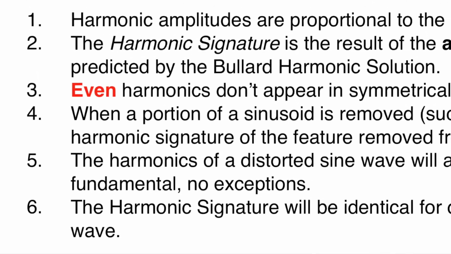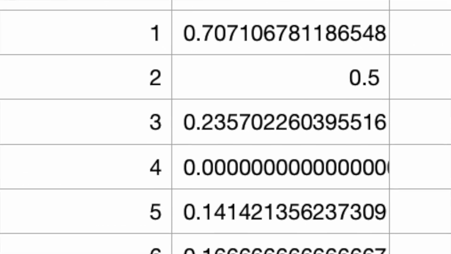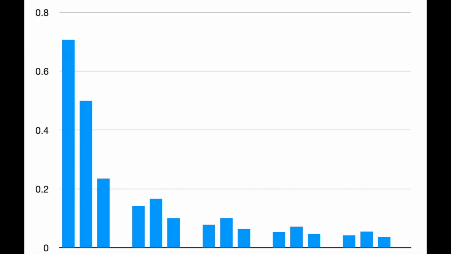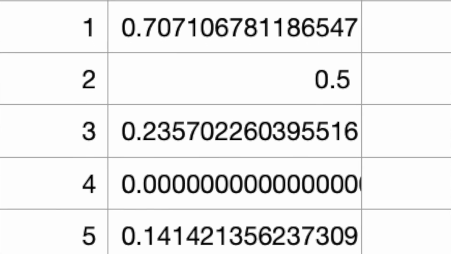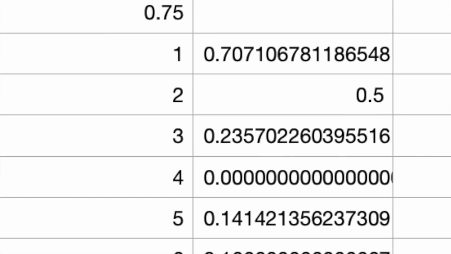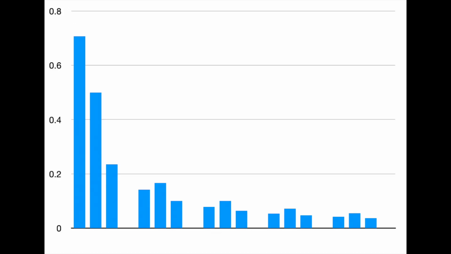Law 6 applies to square waves. So if you have a 75% duty cycle square wave, guess which harmonic gets zeroed out? It's the 4th, because it's the same spectrum as a 25% duty cycle square wave. So if you have a 25% or 75% duty cycle square wave, the spectrum is identical. And so with a 75% duty cycle square wave, the 4th harmonic is 0, and the 8th harmonic is 0, and the 12th harmonic is 0, and the 16th harmonic is 0.